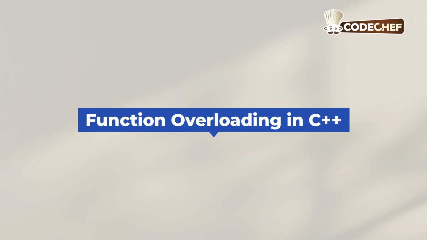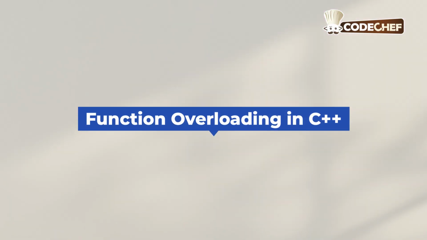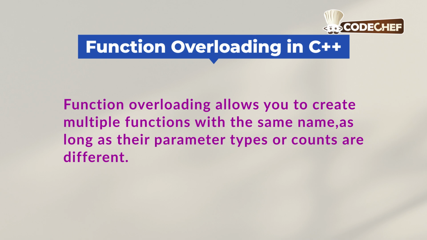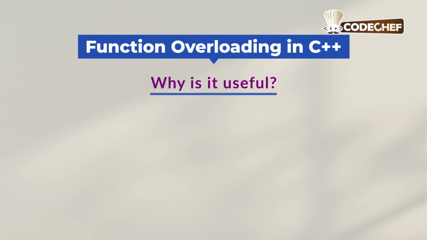Next is function overloading in C++. Function overloading allows you to create multiple functions with the same name as long as their parameter types or counts are different. So basically, function overloading means we can create more than one function with the same name, but the only condition is that the parameters that we are passing inside those functions should be different in number plus data type.